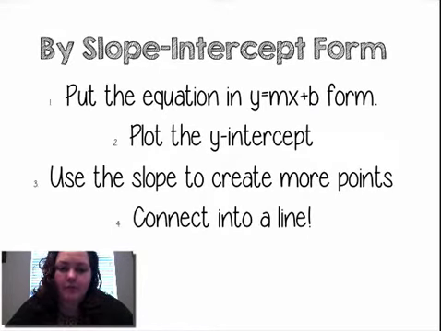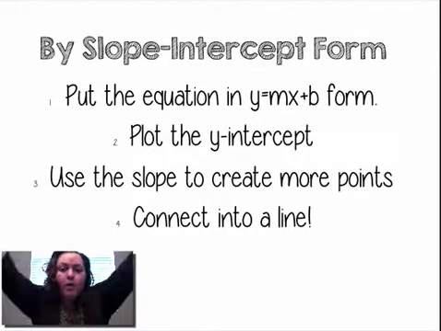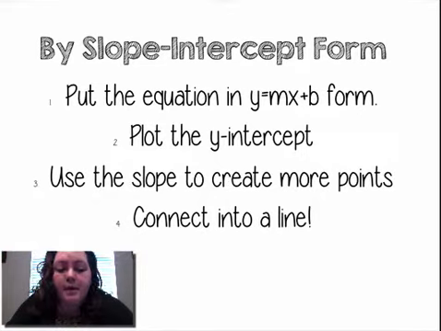So here's kind of our steps. 1, put the equation in y equals mx plus b form if it's not already. Then 2, plot the y-intercept, which is our b. So our y-intercept means it's crossing. Where is it crossing? The y-axis. Remember, y goes up and down. And then use the slope to create more points. So I'm going to use the slope, rise over run, to plot another point. Then once I have some points, I can connect them into a line.